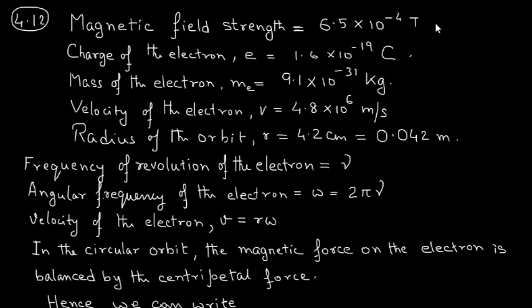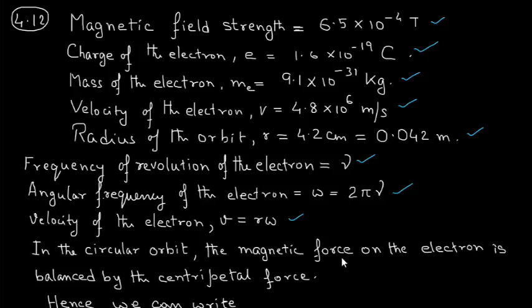So magnetic field strength is given as 6.5 multiplied by 10 to the power minus 4 T. Charge on the electron is 1.6 into 10 to the power minus 19 coulomb. Mass of the electron m_e is equal to 9.1 into 10 to the power minus 31 kg. Velocity of the electron v is equal to 4.8 multiplied by 10 to the power 6 meter per second. Radius of the orbit r is equal to 4.2 cm, which is 0.042 meter. Frequency of revolution of the electron is nu. Angular frequency of the electron omega is equal to 2 pi nu. Velocity of the electron v is equal to omega r.